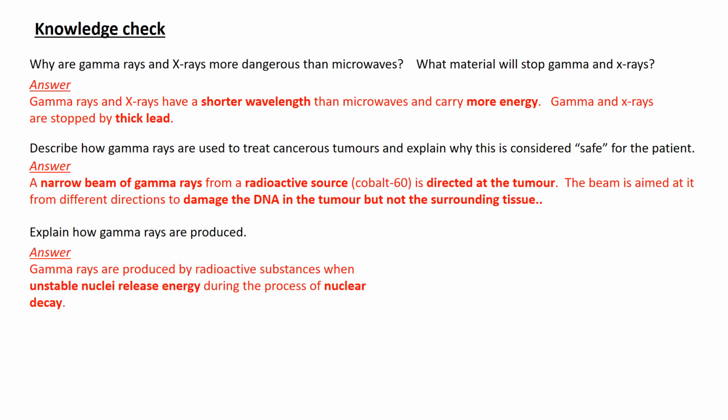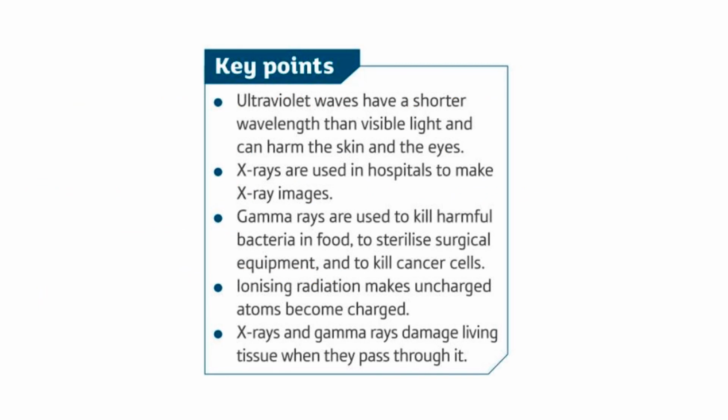Lastly, explain how gamma rays are produced. Gamma rays are produced by a radioactive substance that has an unstable nuclei, and they release energy during the process of nuclear decay. So, today, the key points, 5 of them. If you haven't already got them, write them down for me.